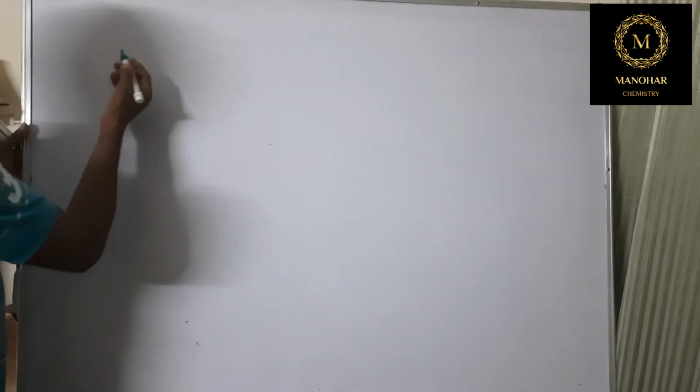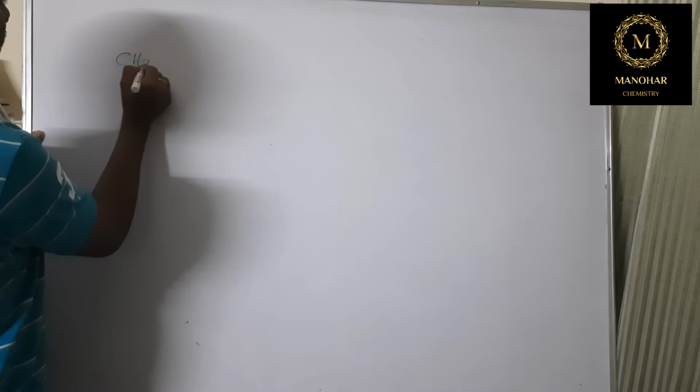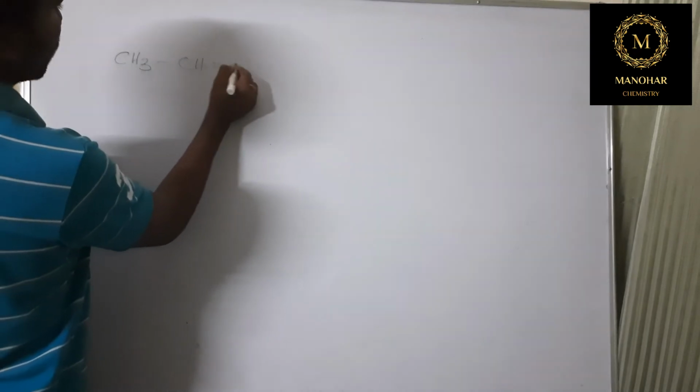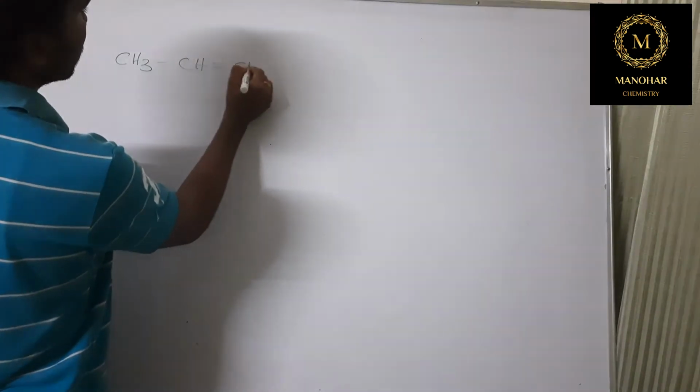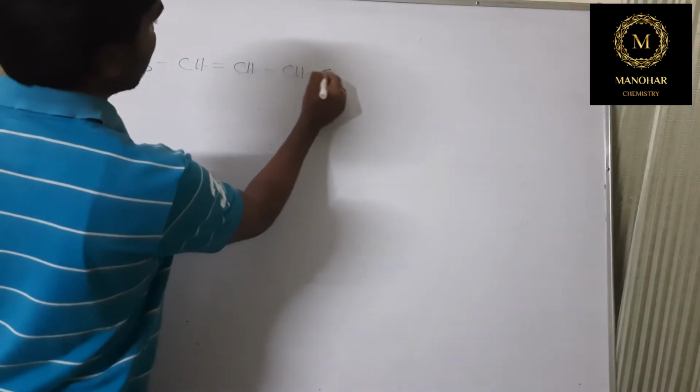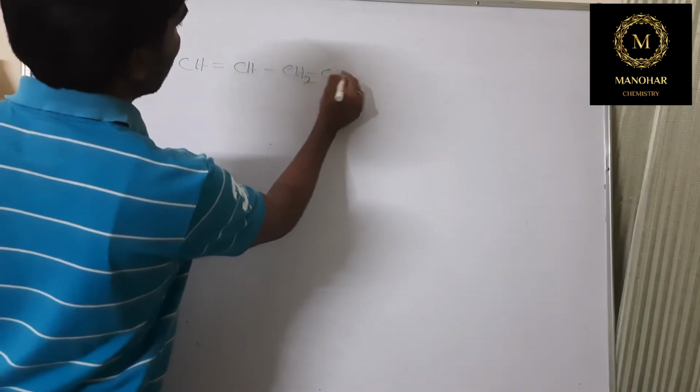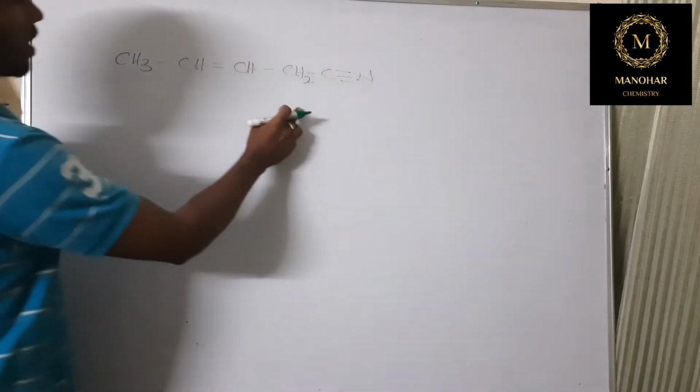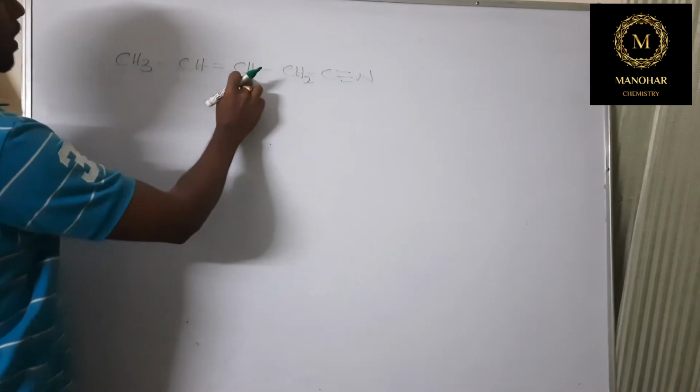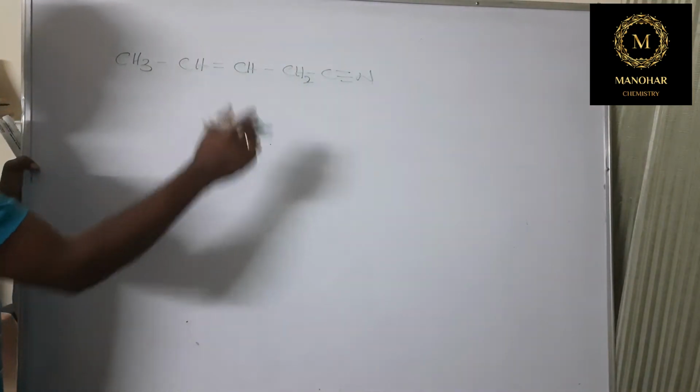Take one more example on Stephen reaction. If I am taking one compound like this, CH3 CH double bond CH, CH double bond CH, CH2 C triple bond N. Here all bonds are matched, right? Here 4 valency is satisfied, here 4 satisfied, 4 satisfied.